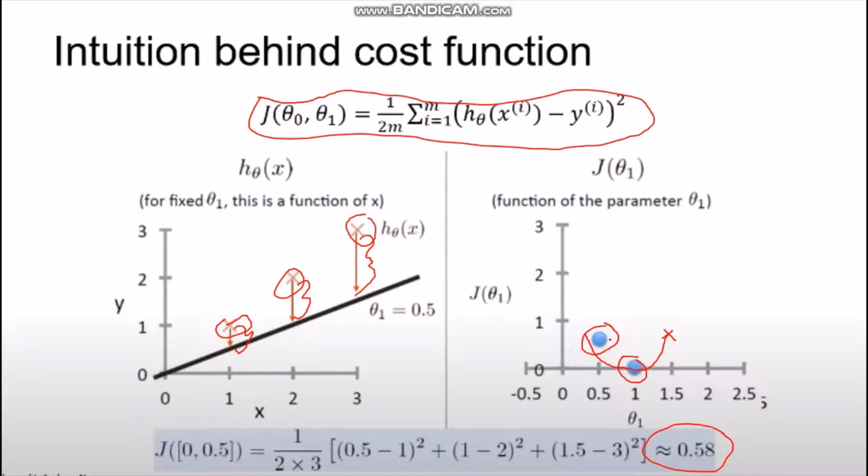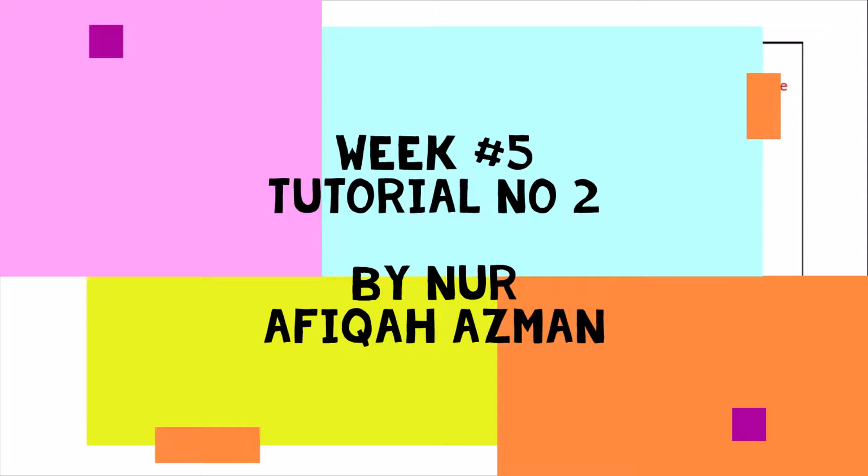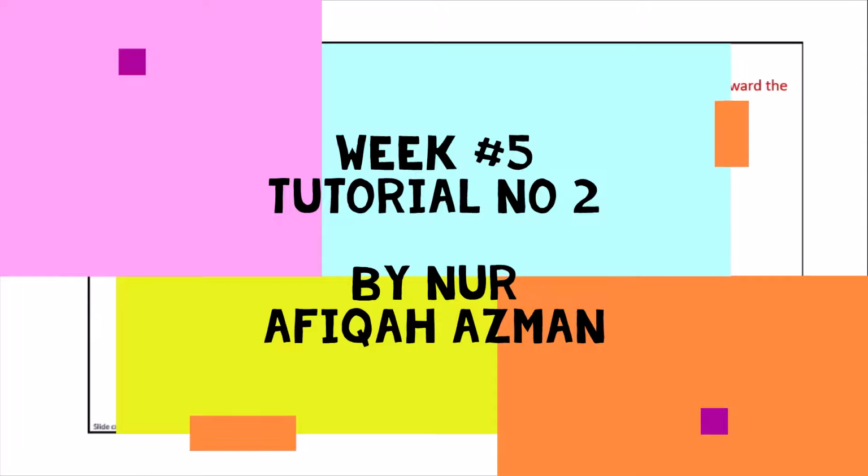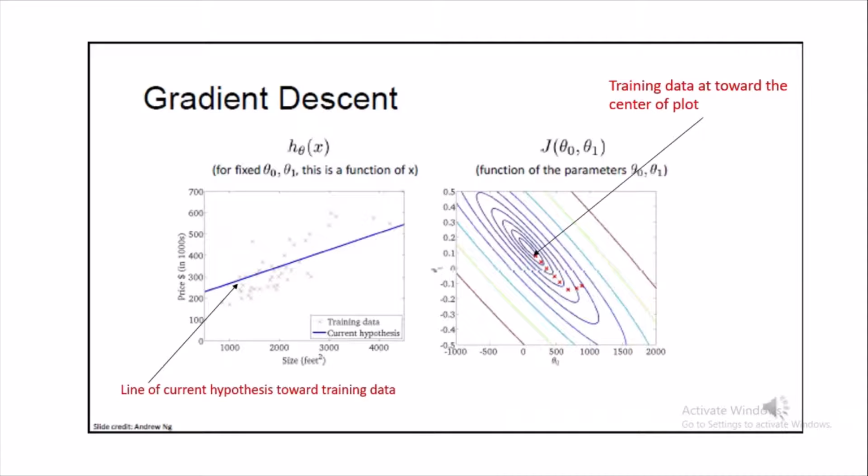Thank you. I will explain about gradient descent. This figure shows the function of the parameter and the function of x, where the function of x is the line of the current hypothesis toward the training data, and the training data toward the center of the plot is shown by this.